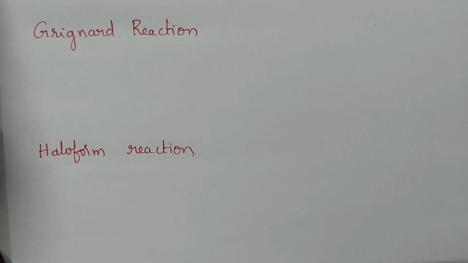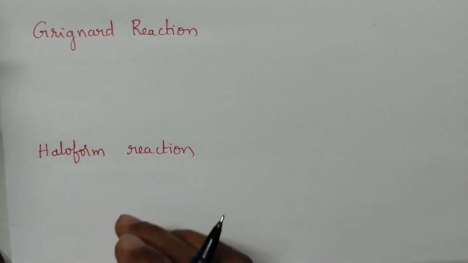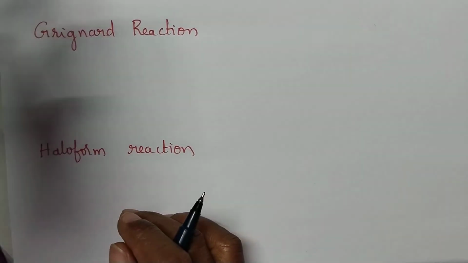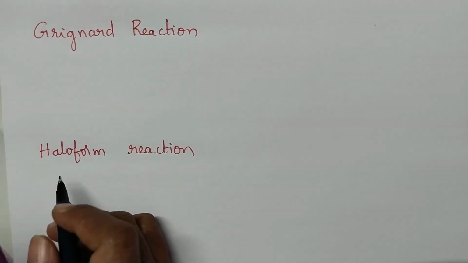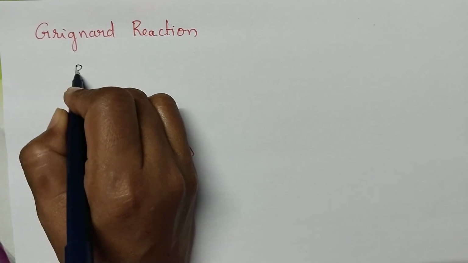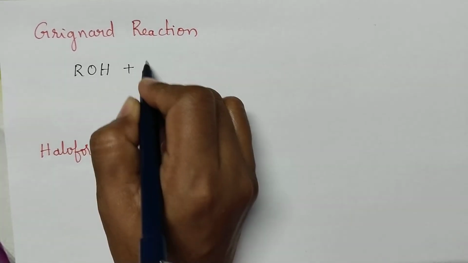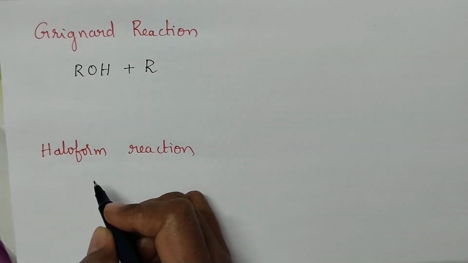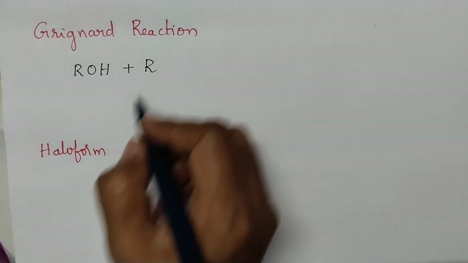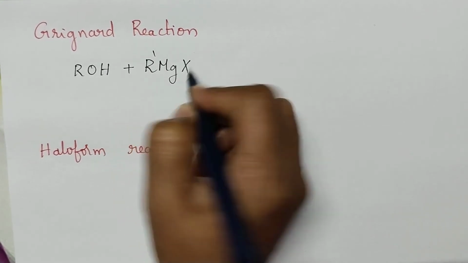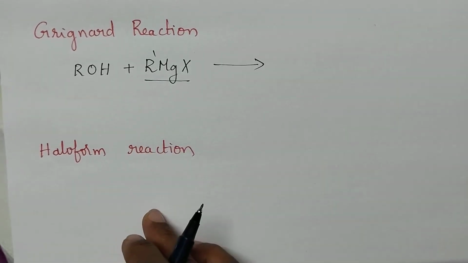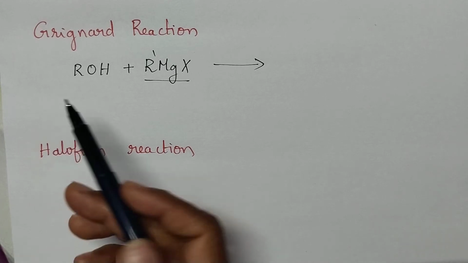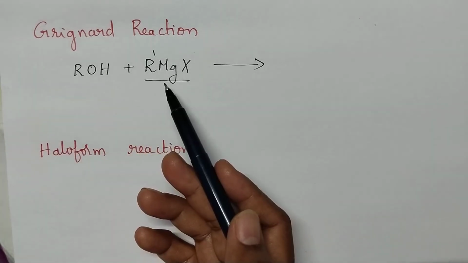Next, we will discuss the Grignard reaction. So what is the other reaction? Grignard reaction. Can you remember the importance of Grignard reaction, students? So in Grignard reaction, alcohol reacts with Grignard reagent. So what is the general formula of Grignard reagent, students? It is RMgX. So in Grignard reaction, the alcohol reacts with Grignard reagent.